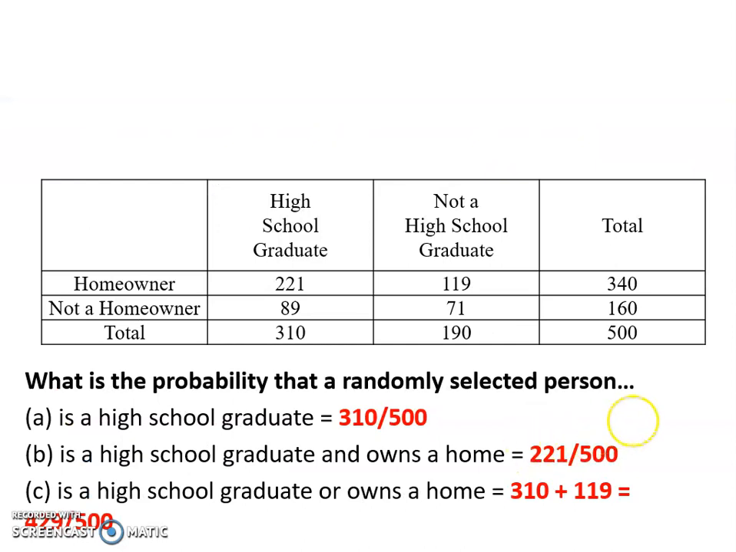So those answers are here. So 310 out of 500 are high school graduates. 221 are graduates who own a home out of the 500. And then the graduates or they own a home is going to be this right here. Okay. All right, let's look at one more.